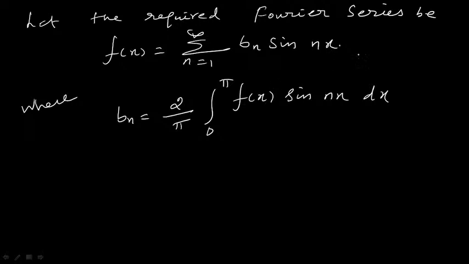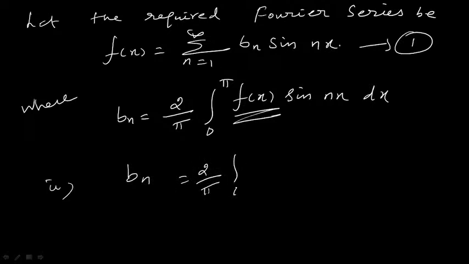After calculating the value of bn, you can substitute this value in equation 1. Take this as equation number 1. So what is your f of x? Now directly we can calculate it here. bn is equal to 2 by pi integral 0 to pi. Your f of x is nothing but the given function, that is x sin nx dx.